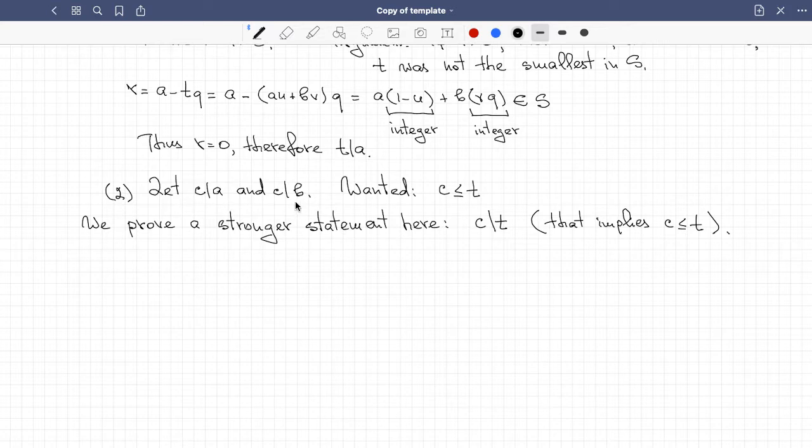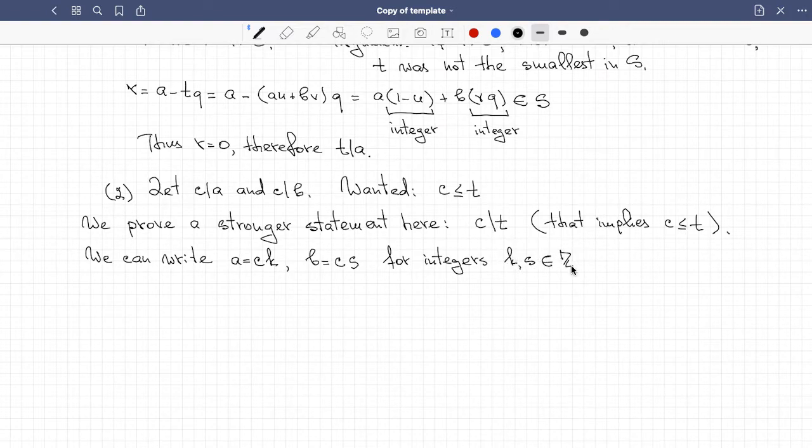From these two divisibilities, we can write, since C divides A, that A equals C times K, and similarly from the other divisibility we can write that B equals C times, say, S, for integers K and S, just some integers. Then let us write how our T looks.